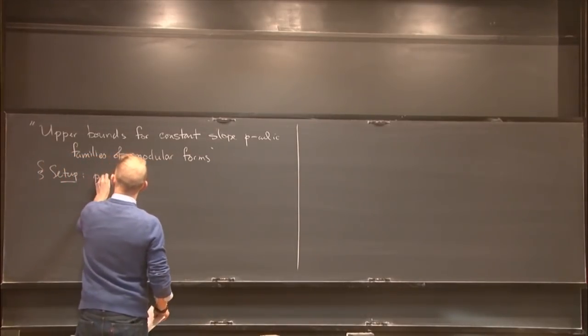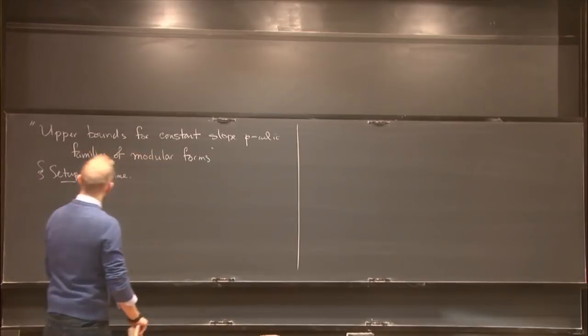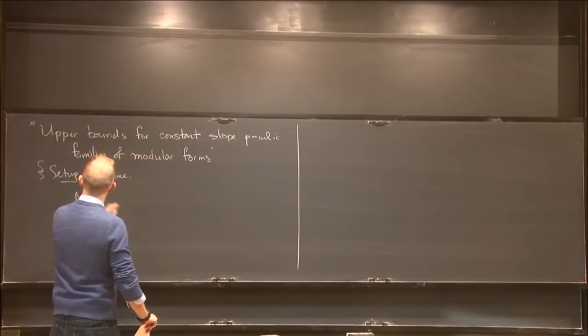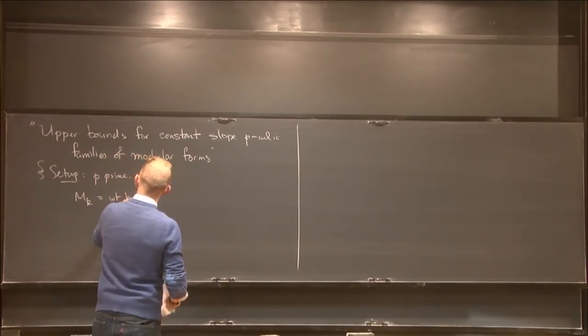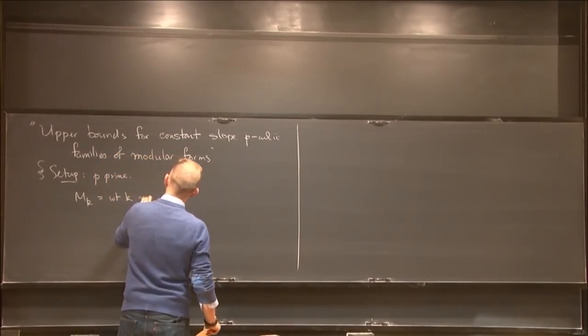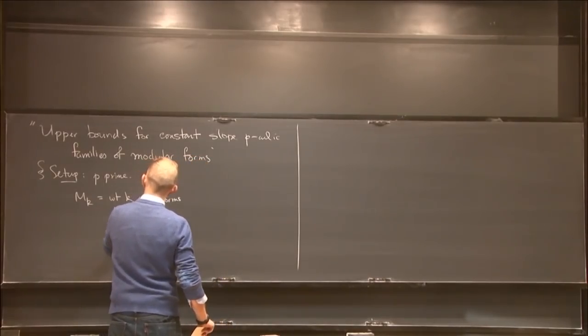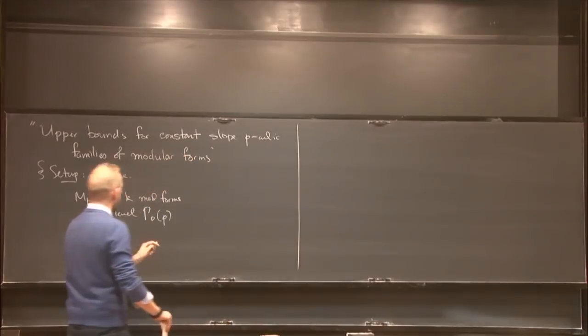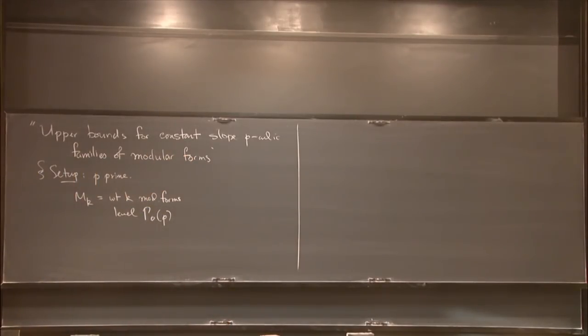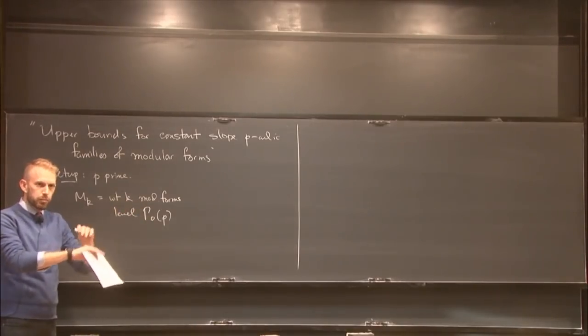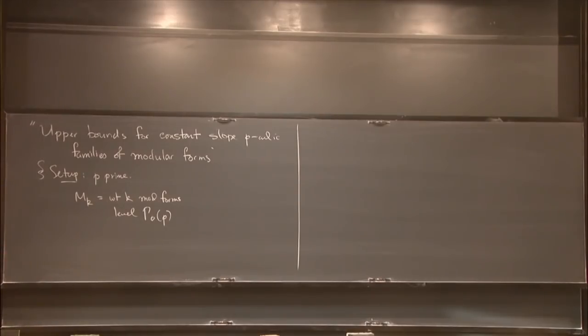So p is going to be a prime. I'm going to write M_k for the space of weight k modular forms of level Γ_0(p). Okay, so there's a p in the level. Throughout the talk, you could take everything I say and tack on a tame level away from p if you want, but this simplifies the discussion quite a bit, I think.